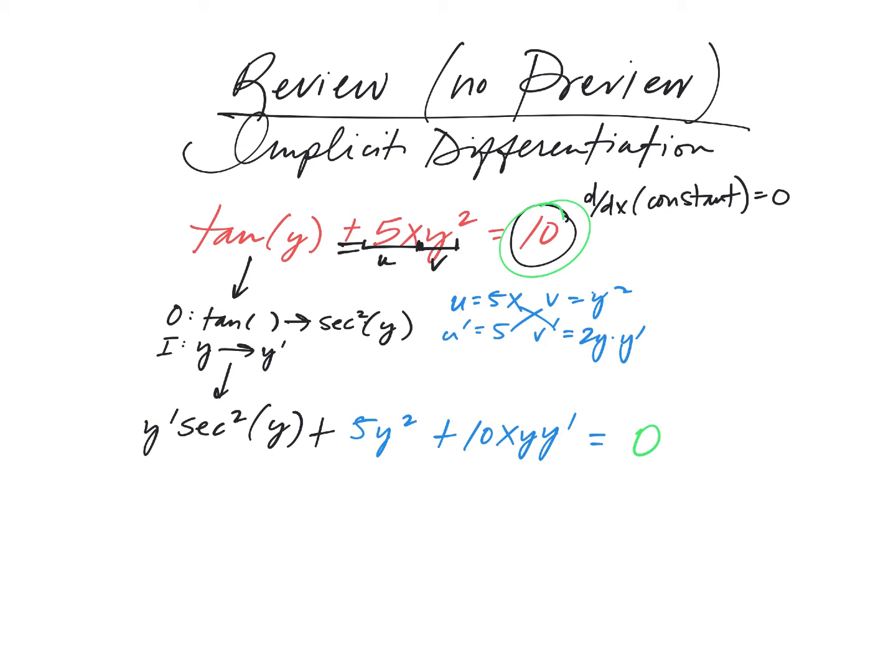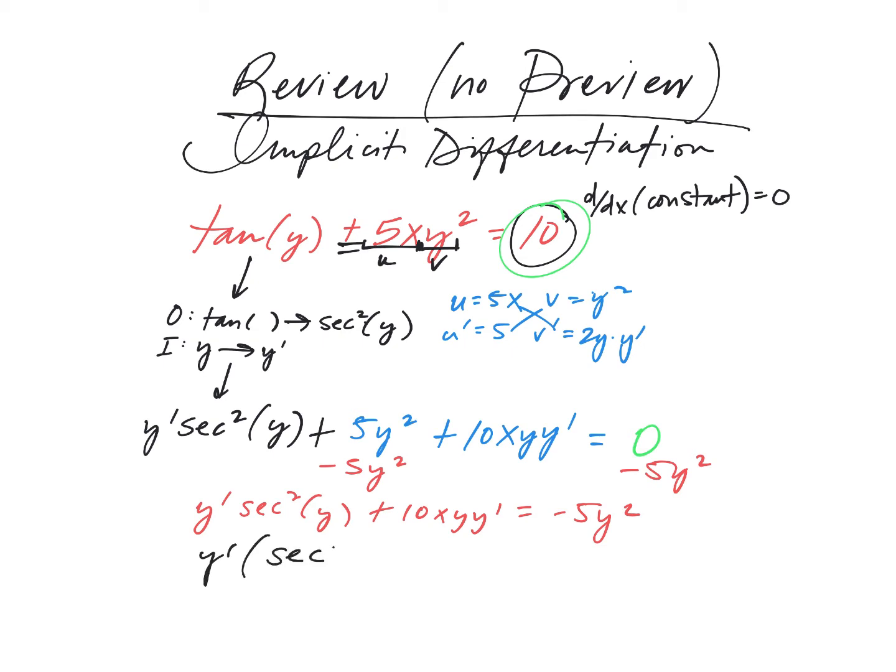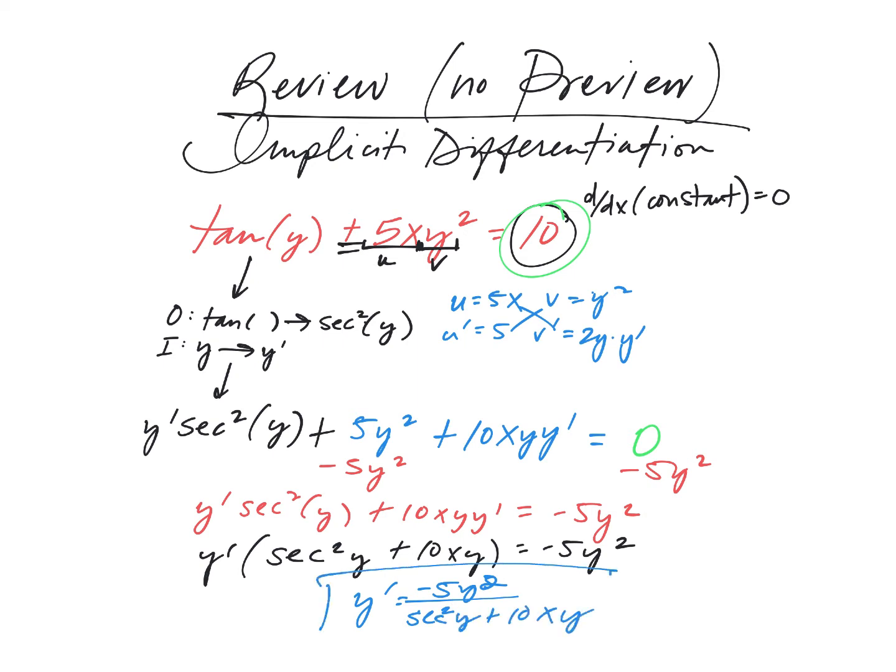Now from here, I need to isolate my y primes so I can factor. So I'm going to need to move this 5y squared to the other side, which will give me y prime secant squared of y plus 10xy y prime equals negative 5y squared. Now I can factor out that y prime, which leaves me with secant squared of y plus 10xy equals negative 5y squared. And then I'll divide both sides by that quantity to get my final answer, which would be y prime is equal to negative 5y squared divided by the secant squared of y plus 10xy. So that's an example of kind of run-of-the-mill implicit differentiation.